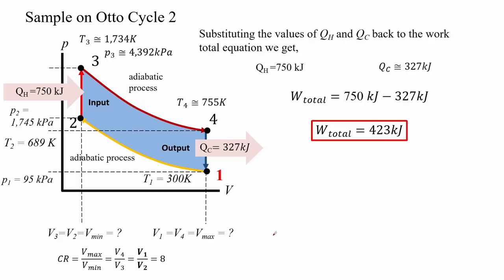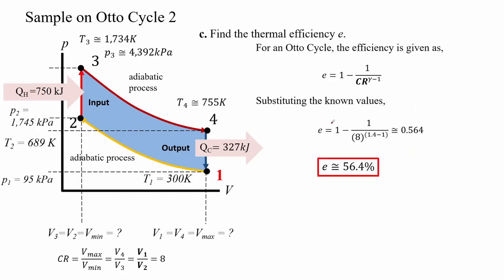Substituting the values of QH and QC back to the work total equation, we get that the work total is about 423 kJ for the Otto cycle. For letter C, find the thermal efficiency for an Otto cycle. We get that its efficiency is about 56.4%.